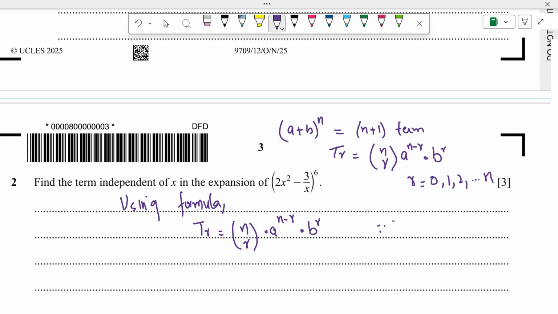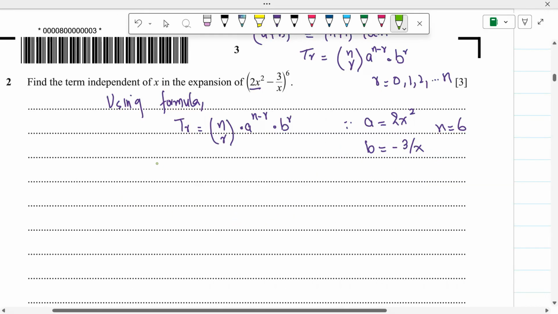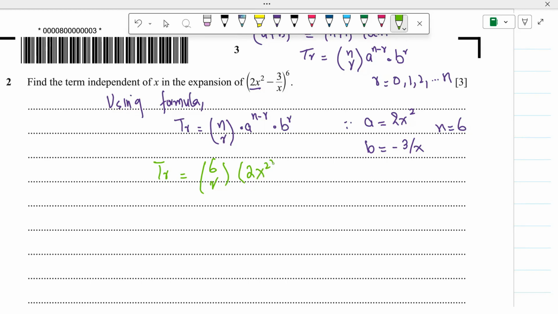In this case, a is 2x², and b is −3/x, and we have n, which is 6. Plugging these values, we will have T_r equals 6 combination r times a to the power of n − r, meaning (2x²) to the power of 6 − r, times b to the power of r, meaning (−3/x) to the power of r.